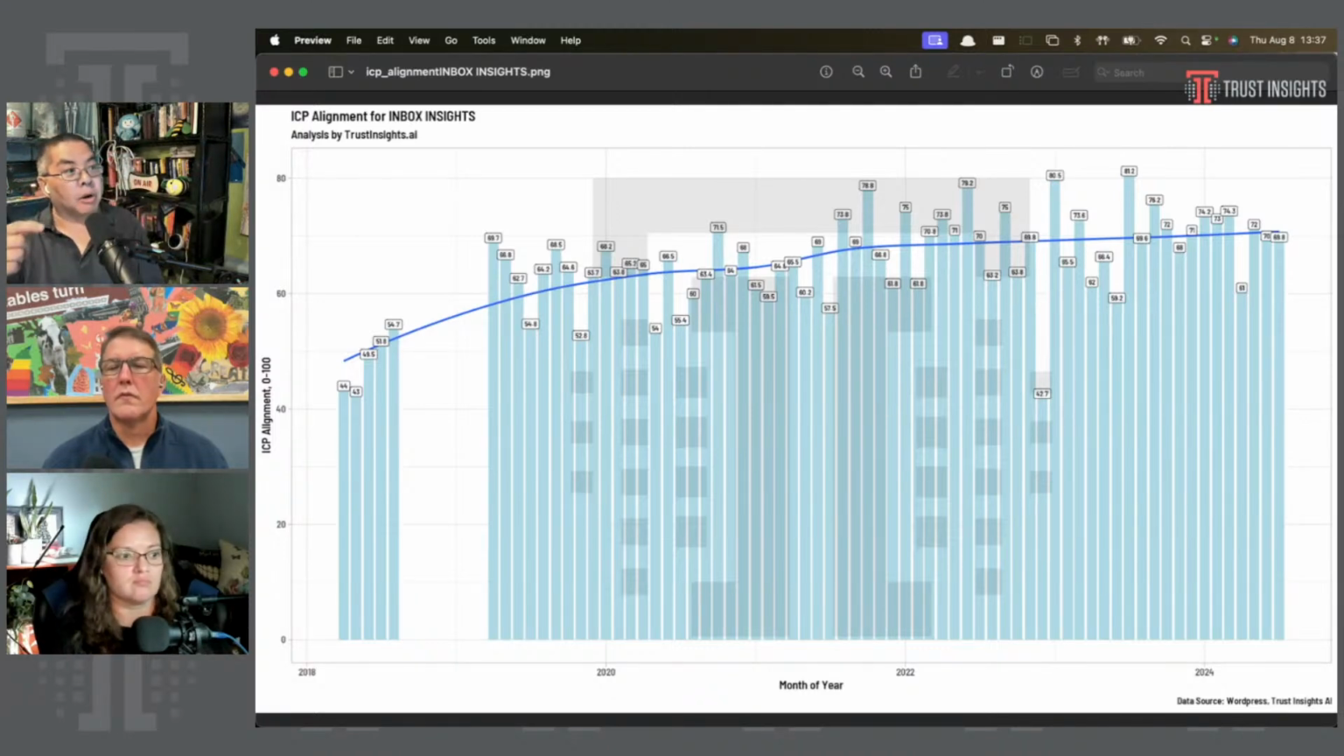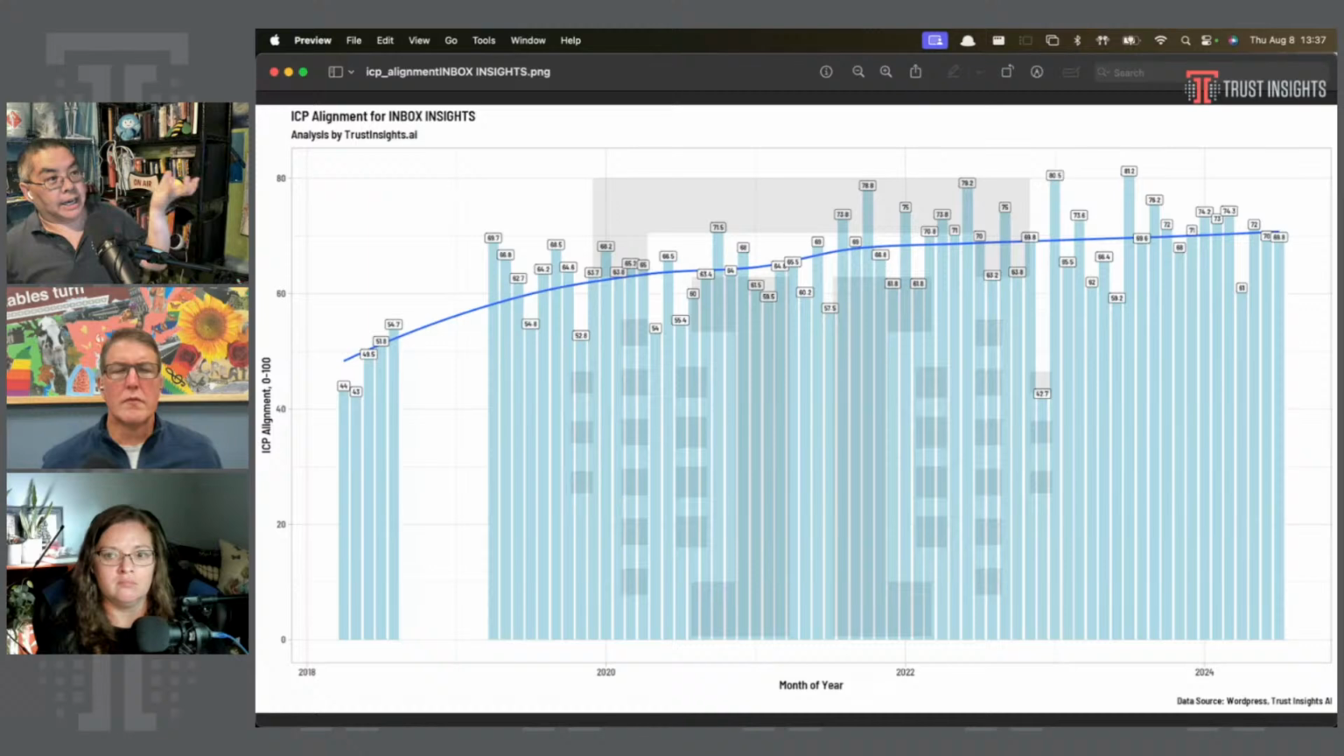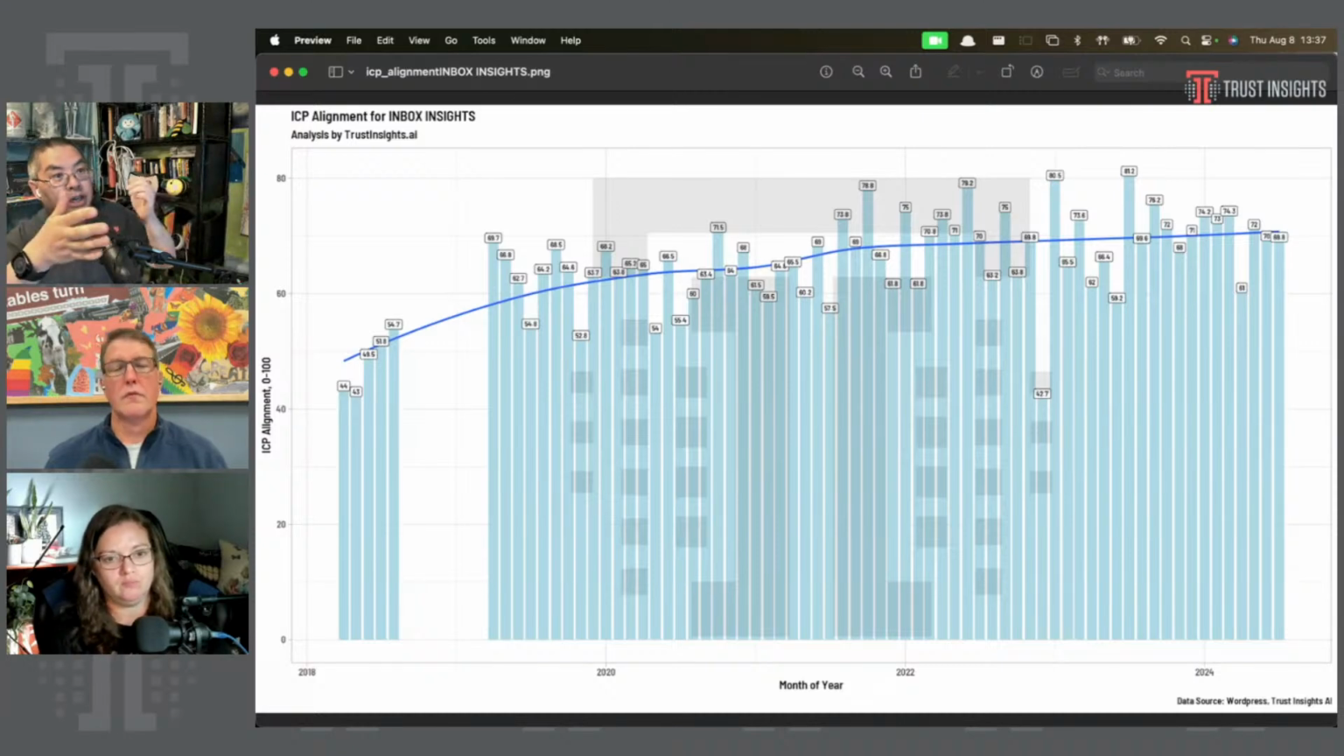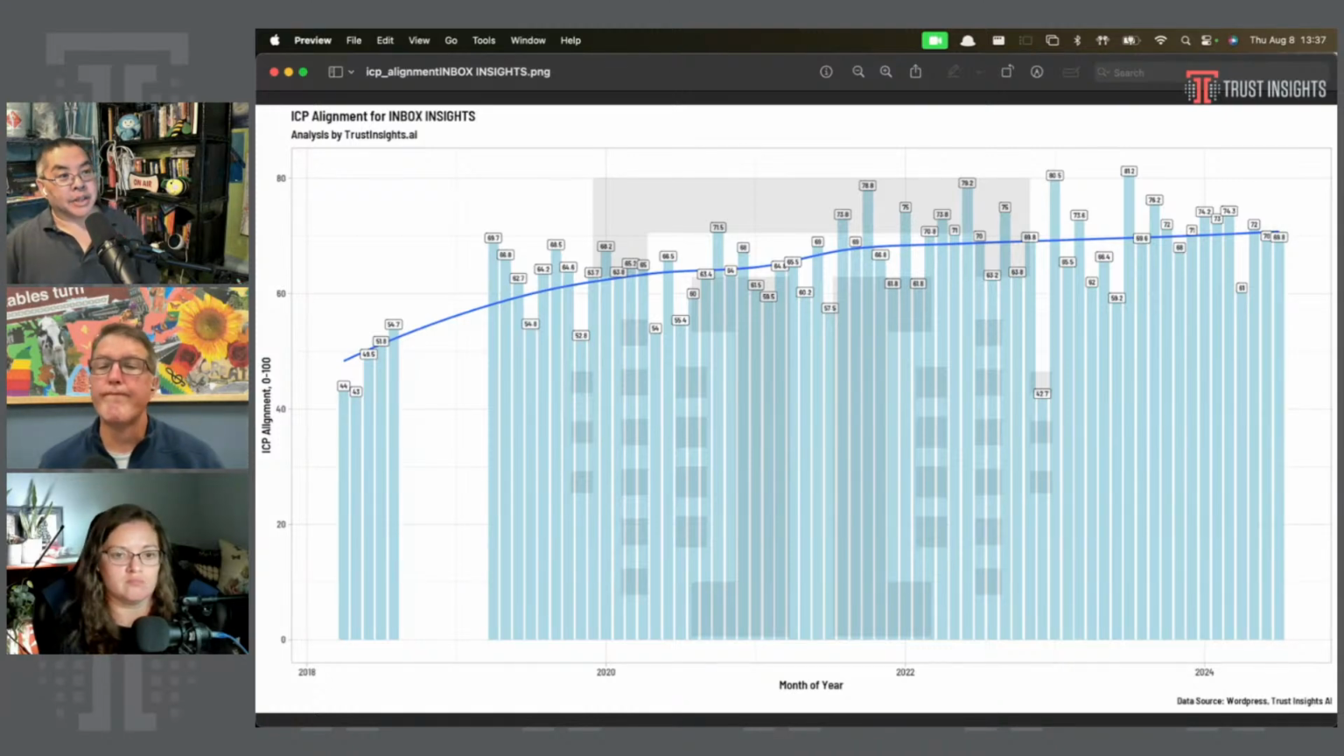And every post programmatically got pushed through Google's Gemini Flash model, which was told: here is the ideal customer profile for Trust Insights, here is this piece of content. On a scale of 0 to 100, how relevant and helpful is this piece of content to the ideal customer profile's needs and pain points? And then we summed up and looked at it month over month. What you see here is this chart of the average alignment, 0 to 100 by month, for the last five years' worth of content.